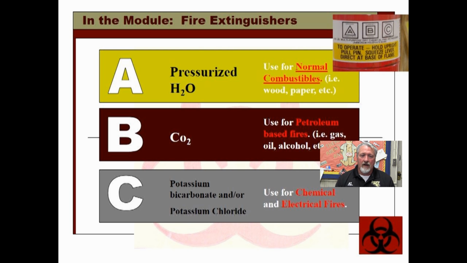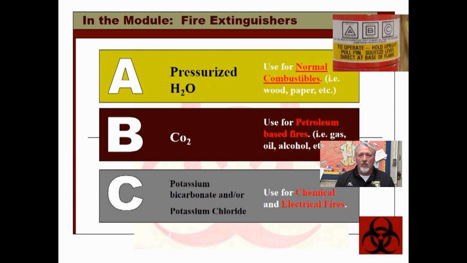First of all, the A fire extinguisher is just pressurized water. It's used for normal combustibles, as would be fire and paper and those types of things. The B-type fire extinguisher has carbon dioxide in it, CO2. This is used for petroleum-based fires like gas and grease and other types of things.